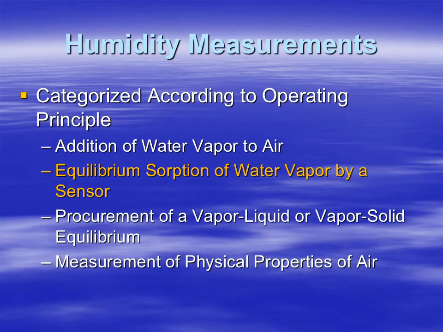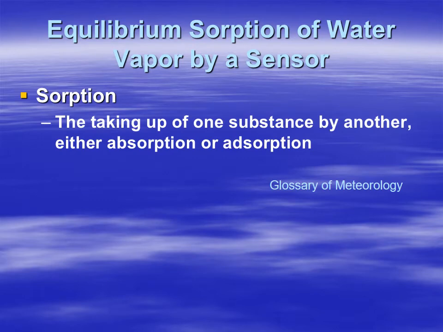And we are now looking at how water vapor is absorbed by objects and how those objects can tell us how much water vapor was absorbed by their changes. So this is what sorption is. Sorption is the taking up of one substance by another.